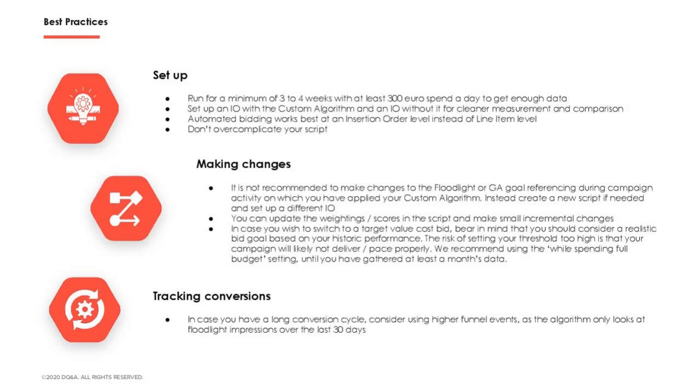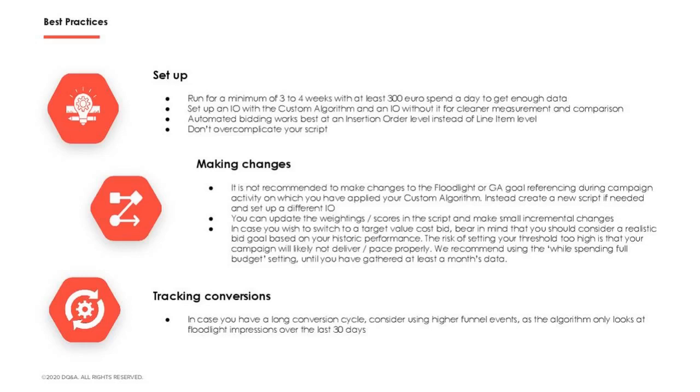So imagine, for example, switching an ID of a floodlight or an ID of a GA goal to a different one, because this can obviously mess up your custom algorithm. Instead, we recommend to create a new script if needed, and also set up a different IO to run a separate test. What you can do is actually update the weightings or the scores, so to say, in the script, and make small incremental changes as you go.